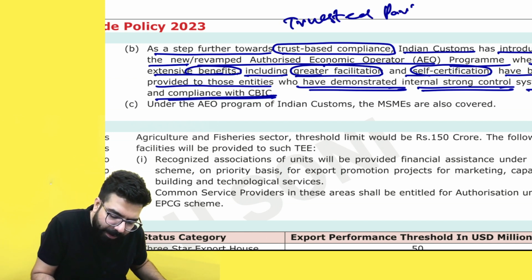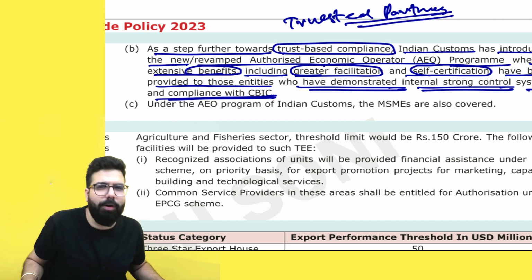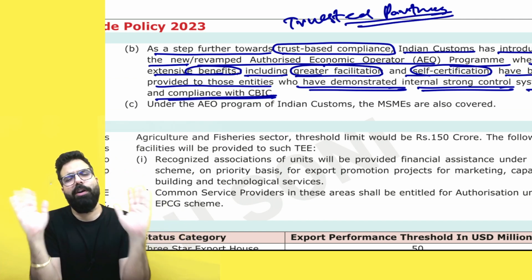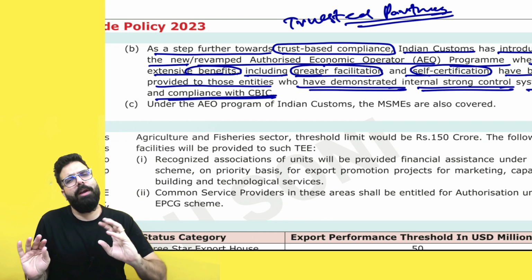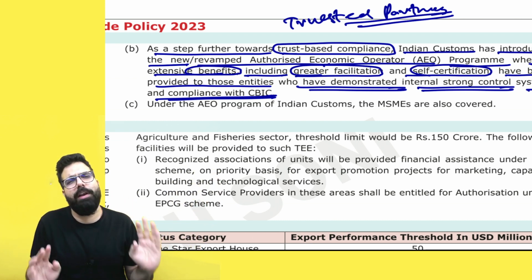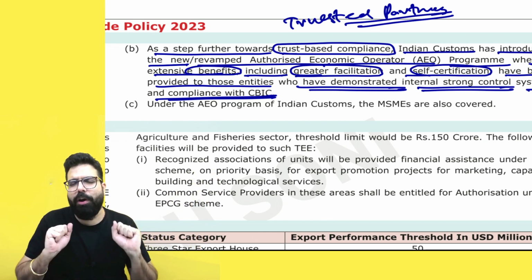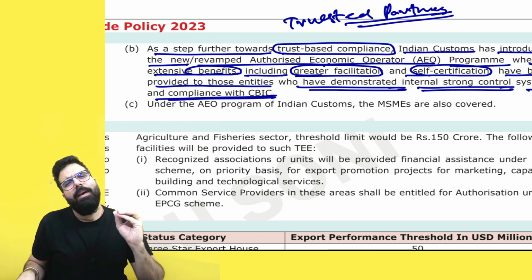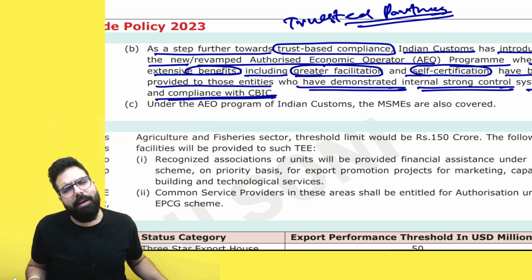Trusted partner of Indian Customs. And whenever you become a trusted partner of Indian Customs, don't worry, import clearances will be given easily, and export clearances will be given quickly. They will not hold your cargo for a longer time. Clearances will be given, and that is the benefit given under the AEO program.